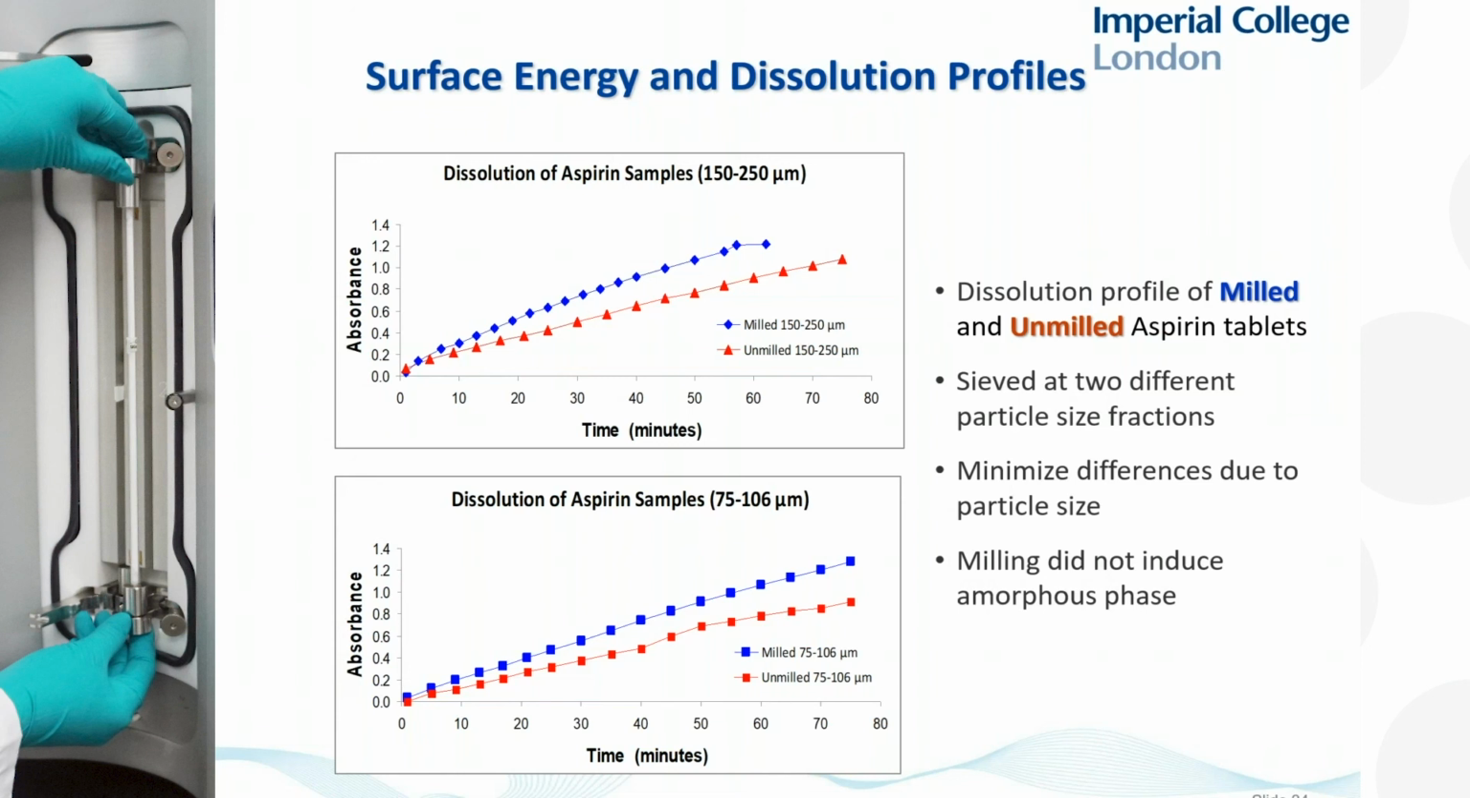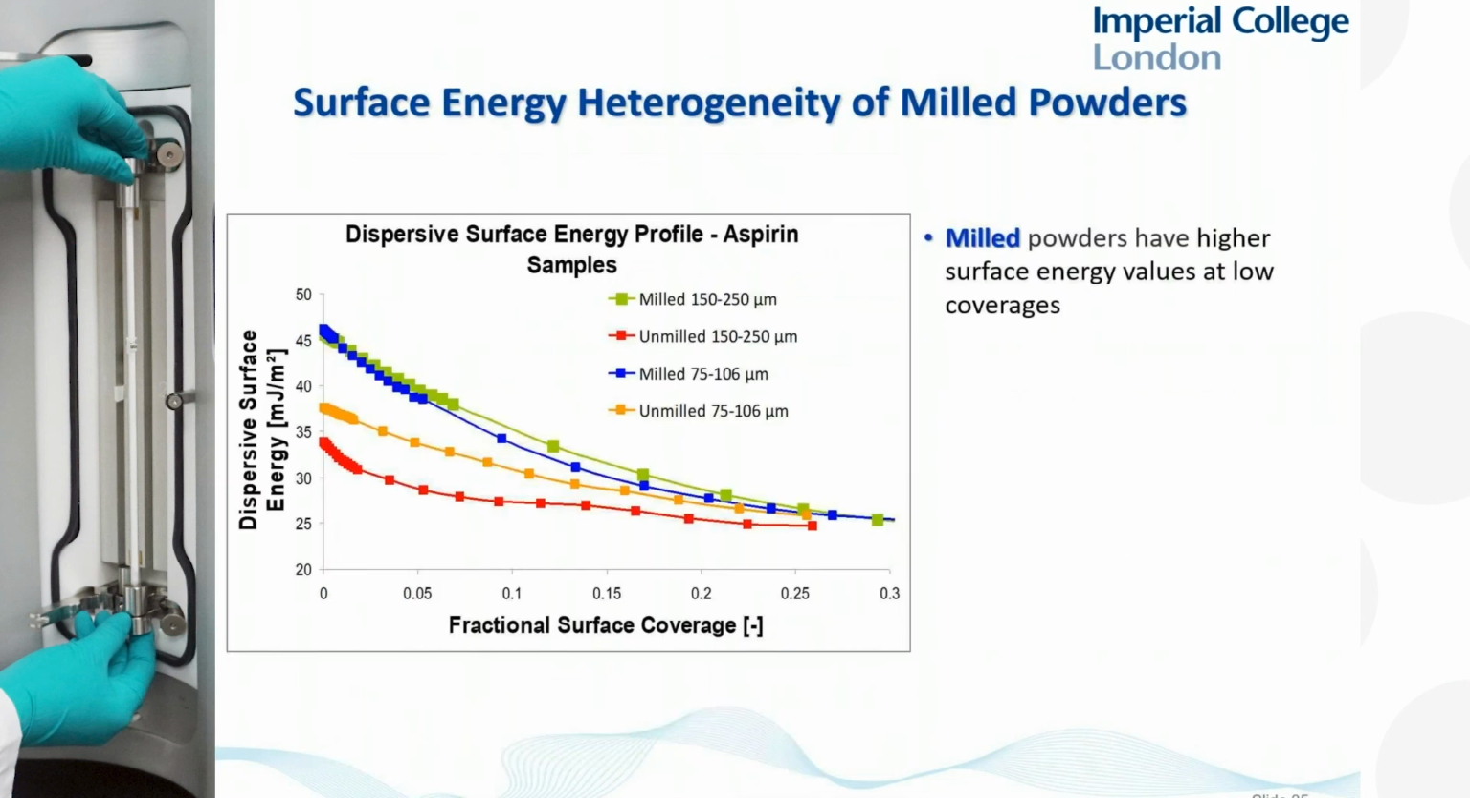So now we're going to take those same materials and we're going to characterize them using IGC. And what we see here are the dispersive surface energy distributions. So this is a measure of how high the energies are. And what you can see here, the milled materials, which are the blue and the green, have much higher energies for the same particle size than the unmilled materials. So because the particle size is the same, there's an agreement between higher surface energy and higher dissolution rate for a material that is the same from a chemical perspective.